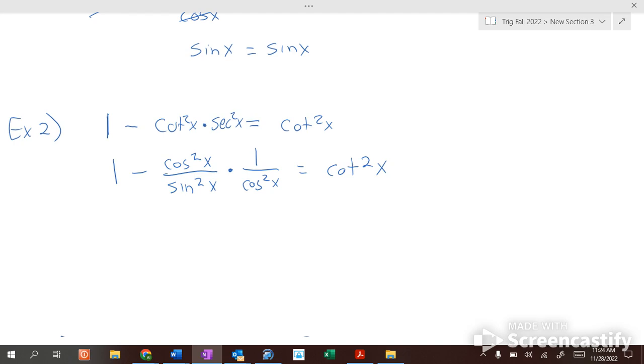You can't change the right side at all? Not at all. You don't even rewrite it as cosine squared over sine squared. You leave it the way it is the whole way down. Can you cancel your cosines? All right, so cancel my cosines. So I get 1 minus 1 over sine squared equals cotangent squared of x.